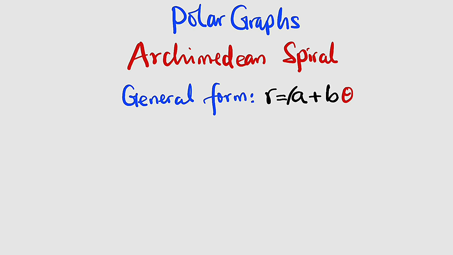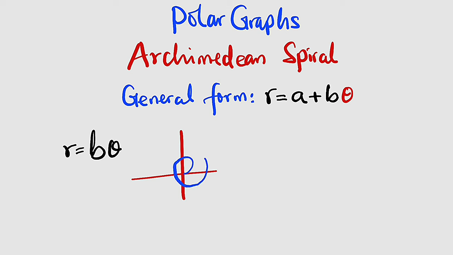Let me start, since a can be equal to 0, with b theta. So if I have r equal to b theta, it depends on the nature of b. If b is greater than 0, the graph will look like this. Something like this. You know, it is a coil. That is when b is greater than 0.